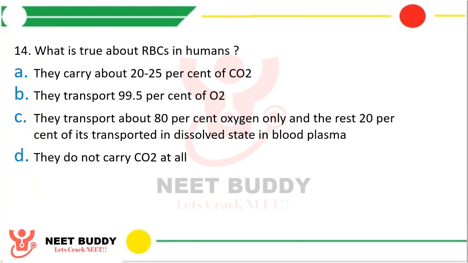Question number 14. What is true about RBCs in humans? They carry about 20 to 25% of carbon dioxide. They transport 99.5% of oxygen. They transport about 80% of oxygen only, and the rest 20% is transported in dissolved state in blood plasma. They do not carry carbon dioxide at all. The correct answer is option A. They carry about 20 to 25% of carbon dioxide.